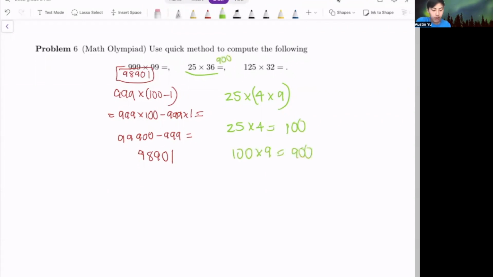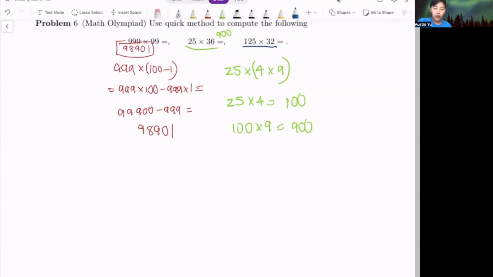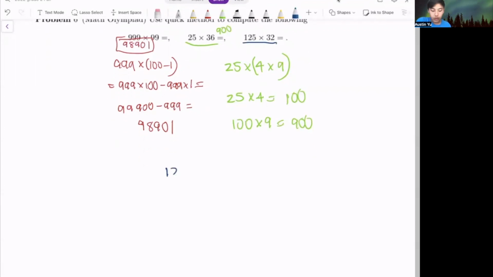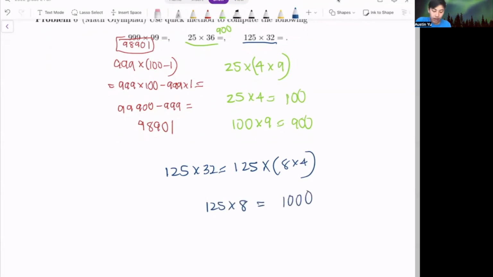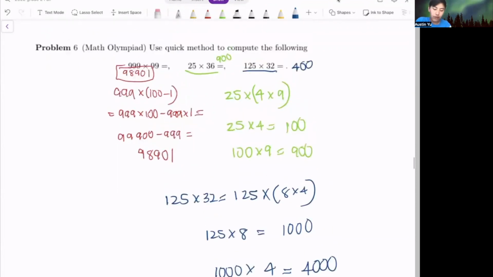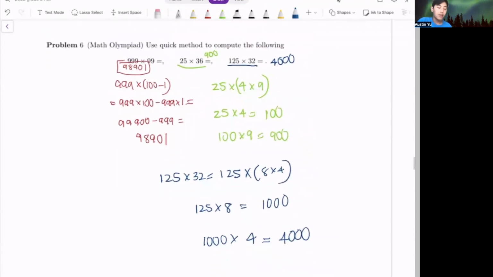And finally, 125 times 32. We can do 125 times 32 equals 125 times 8 times 4. 125 times 8 gives us 1,000. And then 1,000 times 4 equals 4,000. The answer is 4,000 for the final one. And that is problem 6.